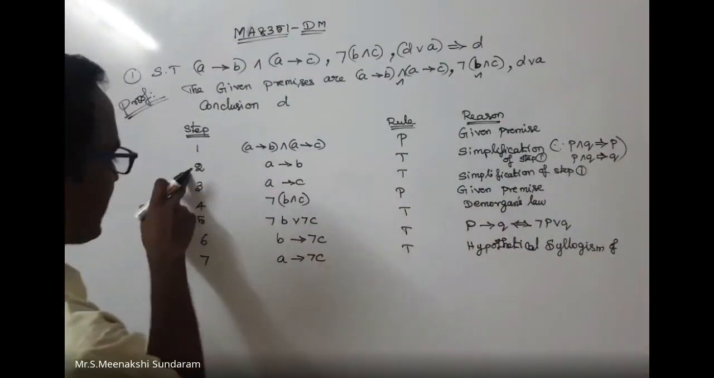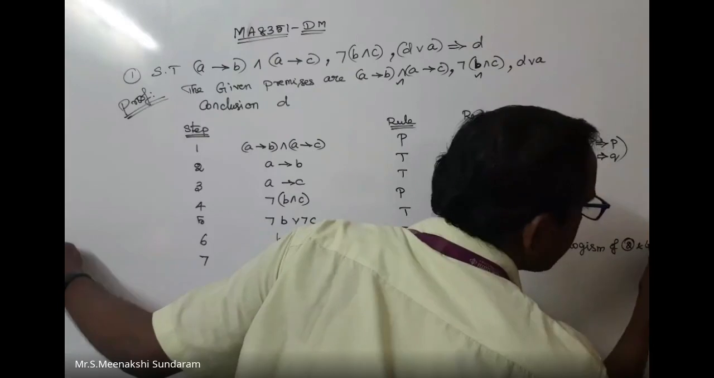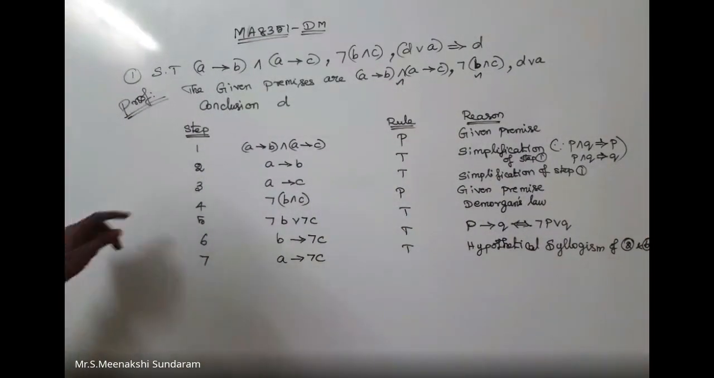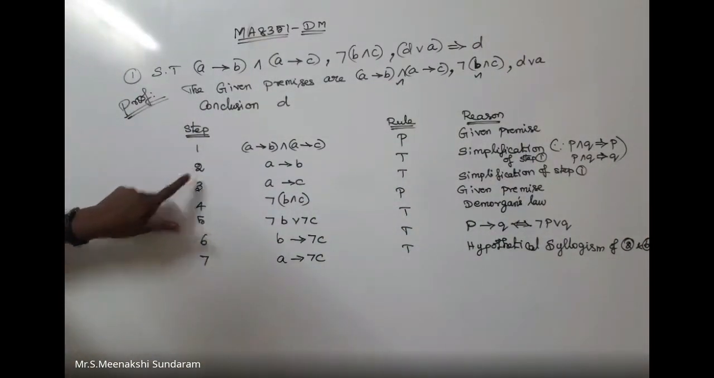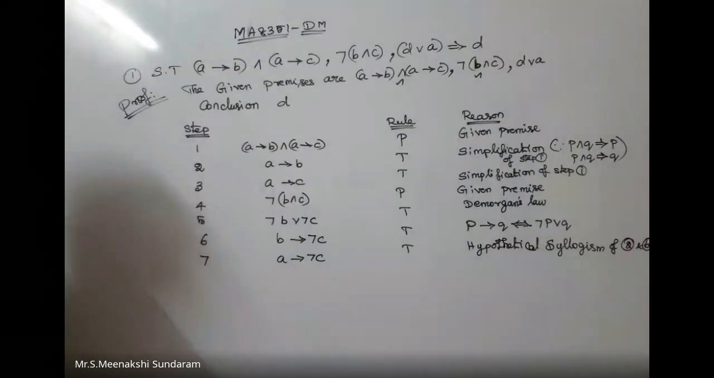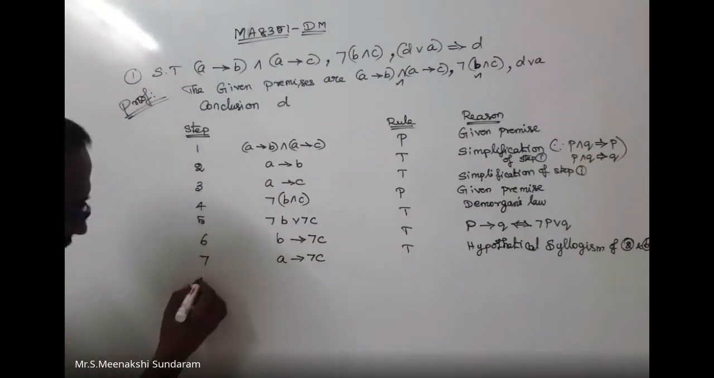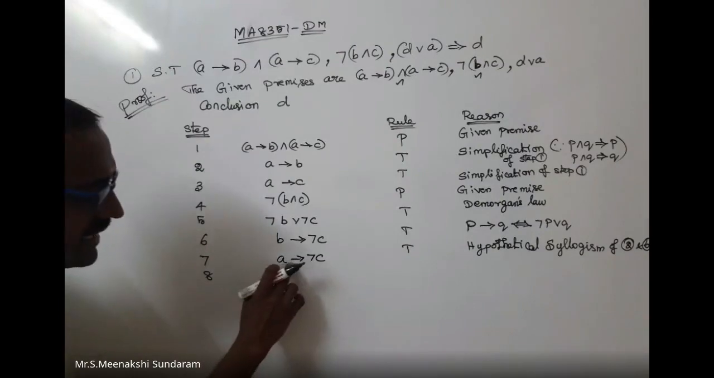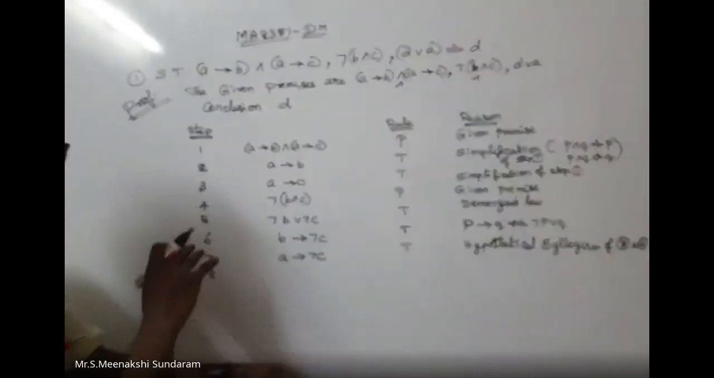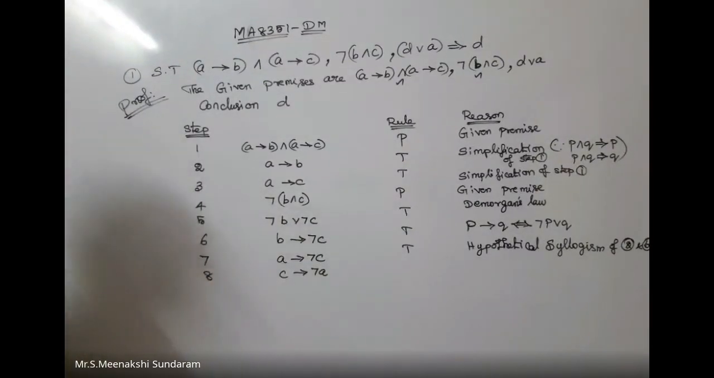What are the steps? Second step and sixth step. Hypothetical syllogism: second step and sixth step I can use. So now use another term. A tends to C. Eighth step. Now I can use A tends to negation C. I can write C tends to negation A. Possible?